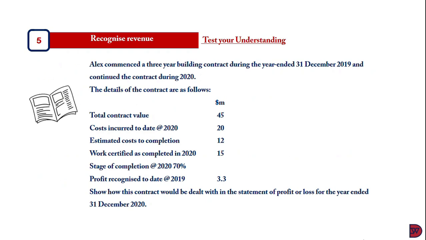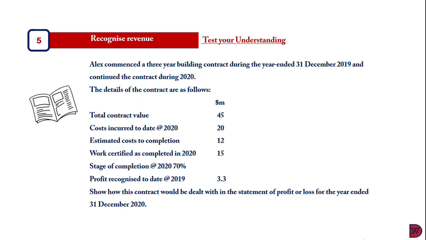Let's test our understanding. So Alex commenced a 3-year building contract during the year 31st December 2019 and continued the contract during 2020. So the details of the contract are as follows. Contract value 45 million. We have cost incurred to date as of 2020, 20 million. Estimated cost to completion is 12 million. Work certified as completed in 2020 is 15 million. So stage of completion as of 2020 is 70%.